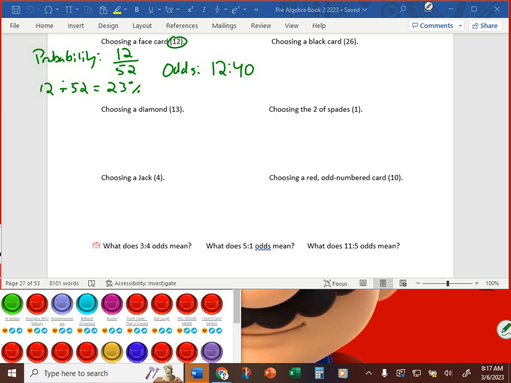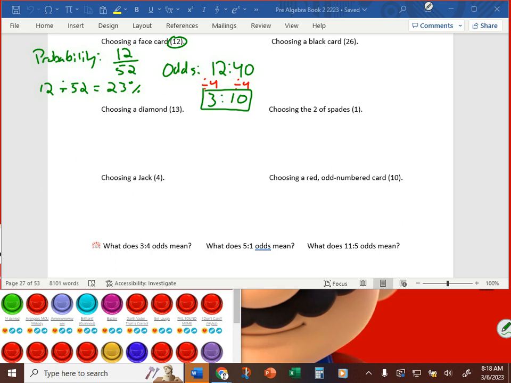Now, it does say answers need to be in simplest form. And so we need to simplify this odds here. How do we simplify 12 40ths? What can we divide out of each of them here? 4. Okay. So divide by 4, and we get 3 to 10. Which means that for every 3 cards that you pick that are face cards, how many cards will you pick that aren't face cards? 10. Right? 3 face cards for every 10 non-face cards.